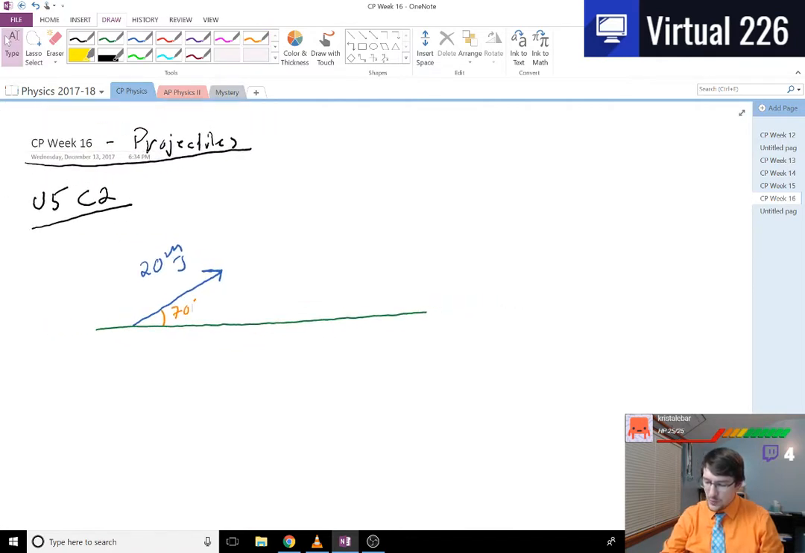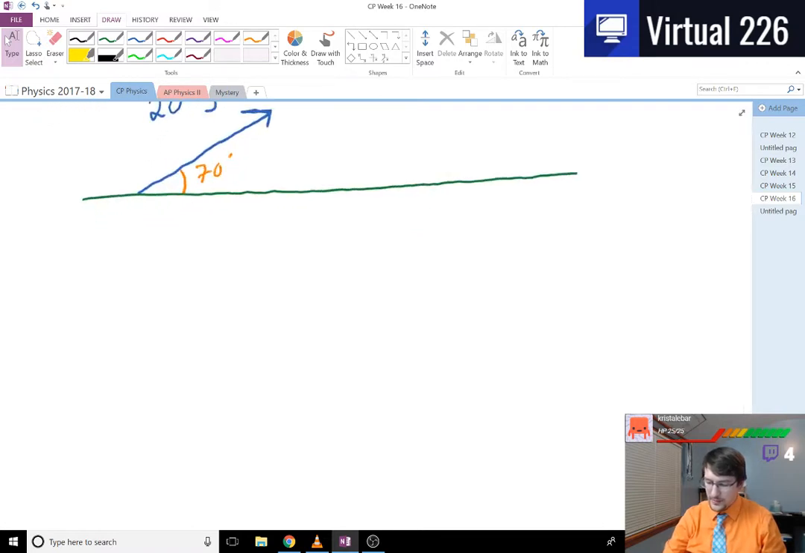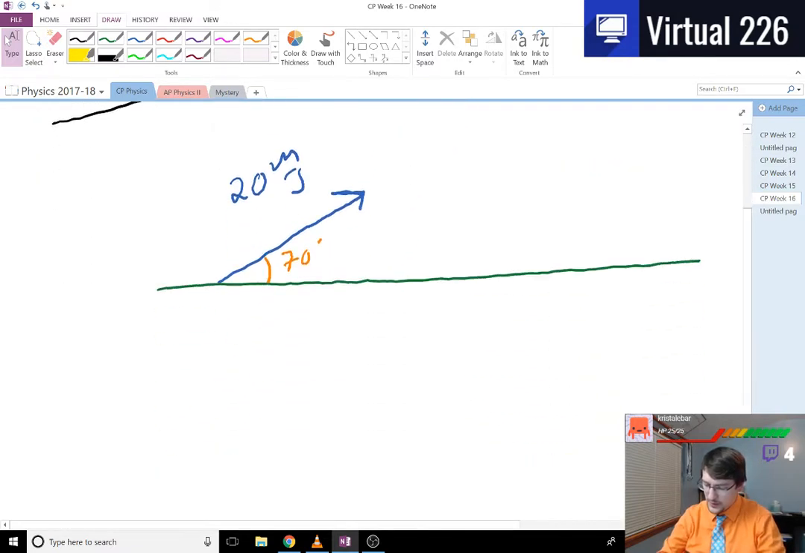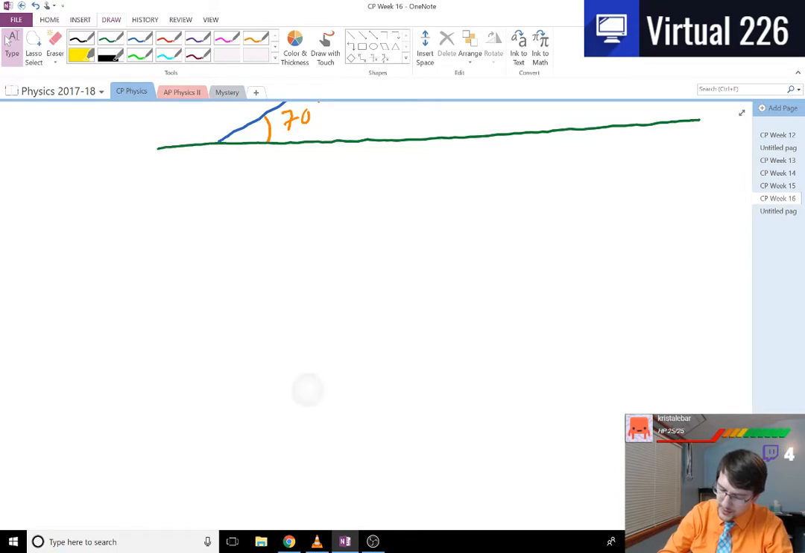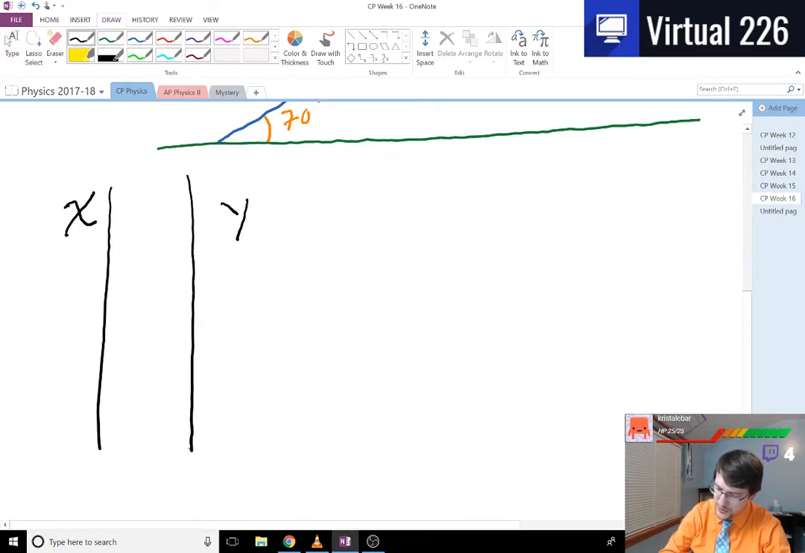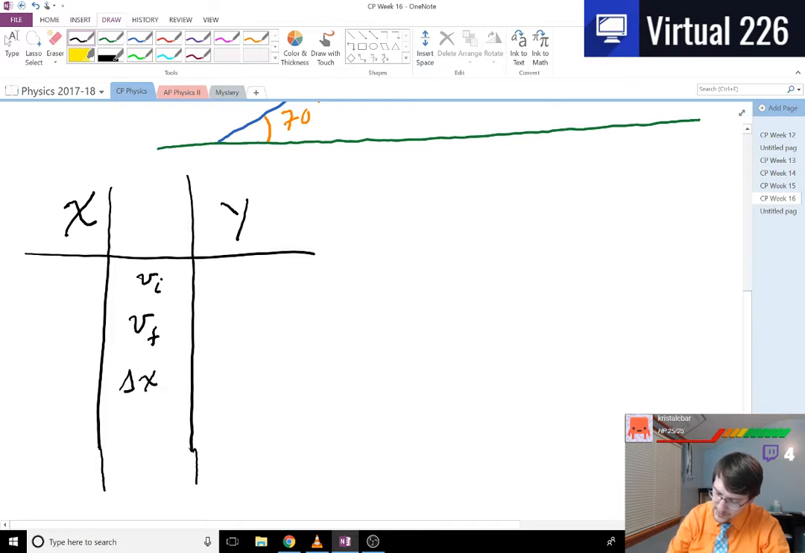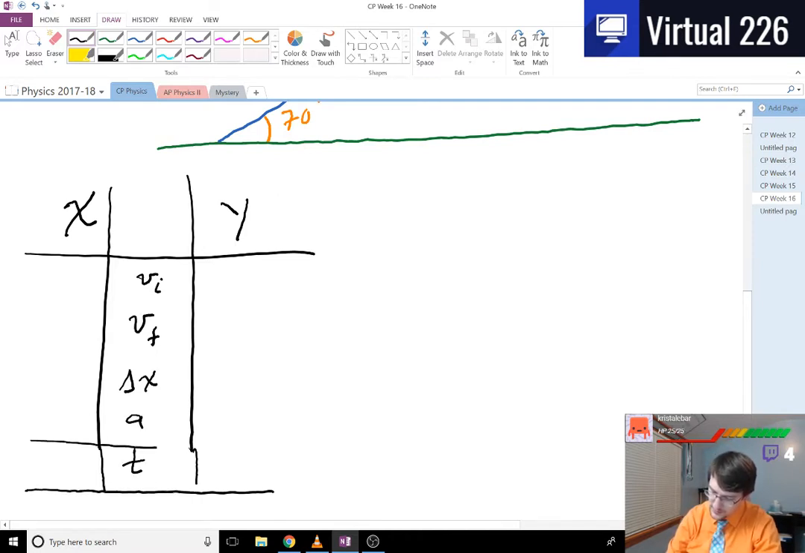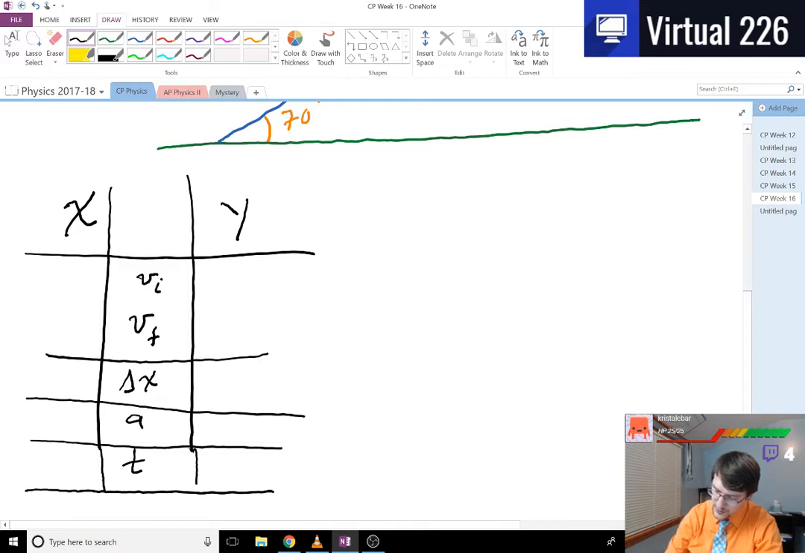Now, whenever we do all these problems, we always go about setting up the box. So let's do that real quick. For our box, we have an x direction, a y direction. Whoosh, whoosh, whoosh. Make your own sound effects at home, kids. We've got an initial velocity, final velocity, displacements in the x or the y direction, horizontal or vertical, accelerations and times.